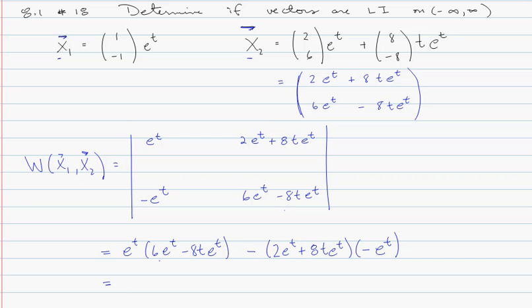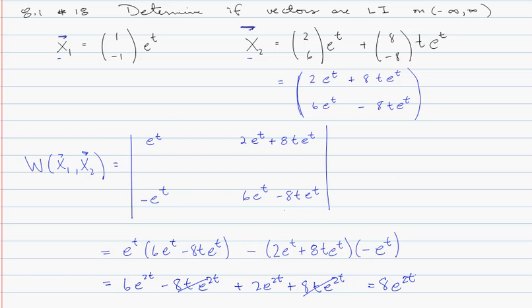And that gives us 6e^(2t) − 8t e^(2t) + 2e^(2t) + 8t e^(2t). We can combine like terms here. These two will cancel out, and we have 8e^(2t).